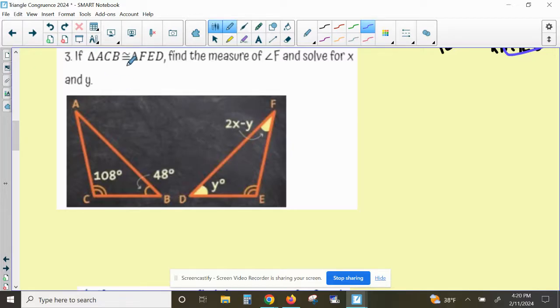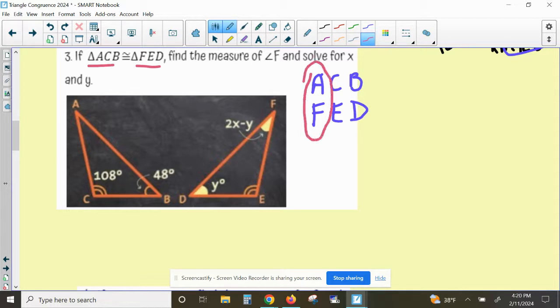If we have angle ACB is congruent to DEF, so we're going to do the exact same thing and match them up. So ACB is congruent to FED. Do you see how I lined them up exactly how they said them right here? Boom, boom. And that means the A matches the F. So let's look at our picture. The A is up here, matches the F up here. So that means that this little piece up here is also 2x minus y because they match.